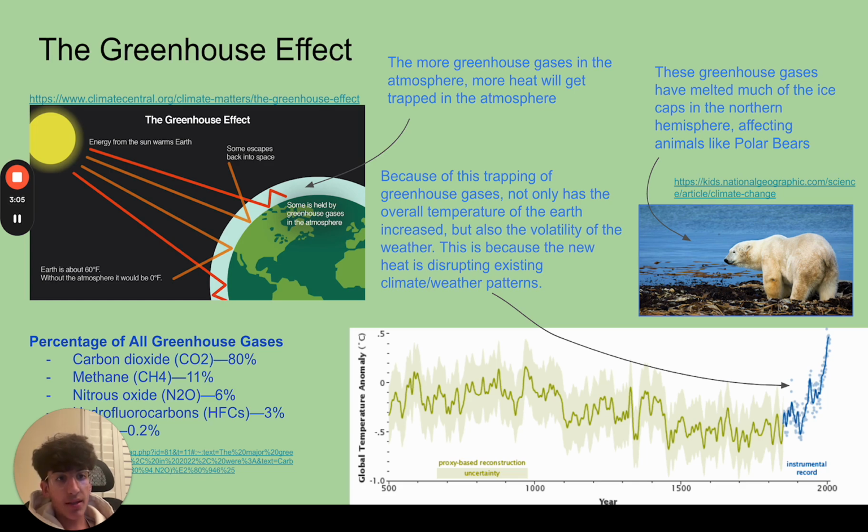These greenhouse gases have melted much of the ice caps in the northern hemisphere, affecting animals like polar bears and other Arctic wildlife. Because of the trapping of greenhouse gases, not only has the overall temperature of the Earth increased, but now it's disrupting existing climate and weather patterns, as it's not used to this additional heat.